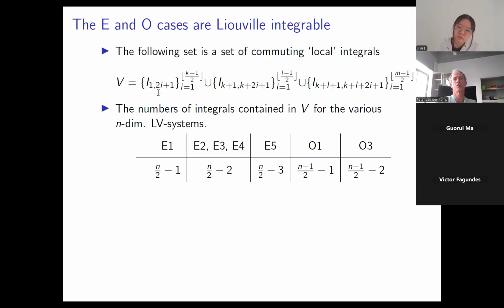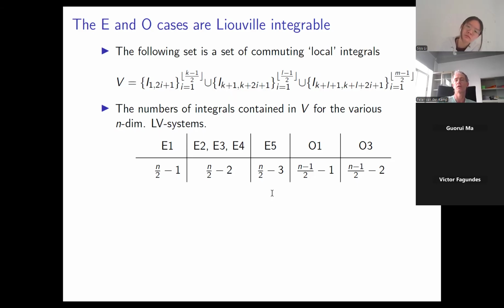And here is the result. So for the first even system, we have n over 2 minus 1 of these integrals. These integrals all commute with each other, and we have a Hamiltonian. So we have a Liouville integrable system. That is all nice. For E2, 3, and 4, these integrals are not enough. We are missing one integral. So we have to work harder to find that integral. And I'll show you in a minute what it is.